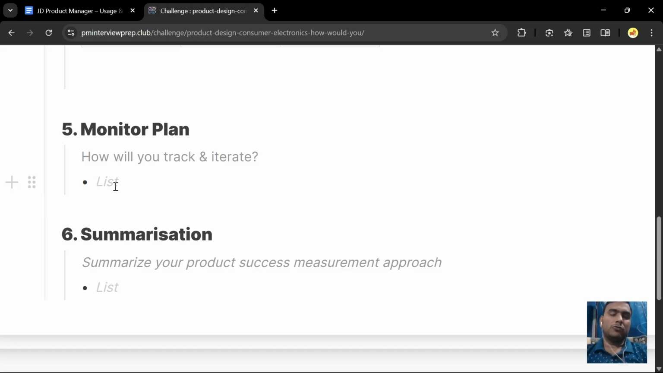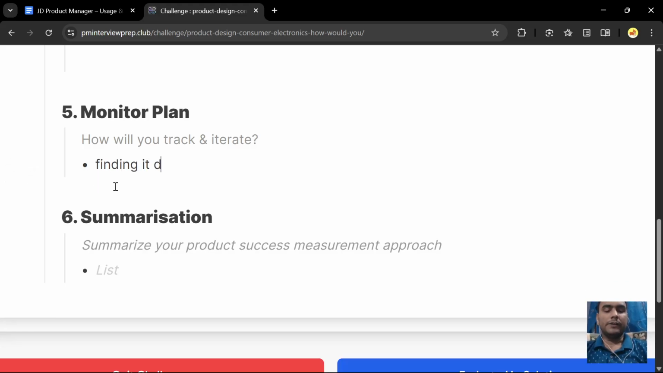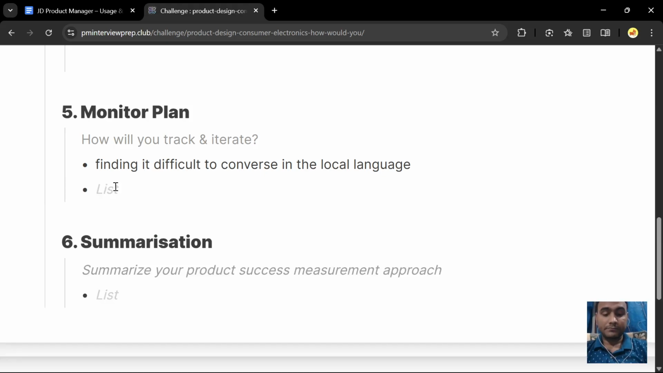So I can just do a brief overview. Supposing that I found that the other 50 customers, who are not using our product as much as we would have liked, are finding it difficult to converse in the local language. I have just taken a reason. It could be multiple other reasons.